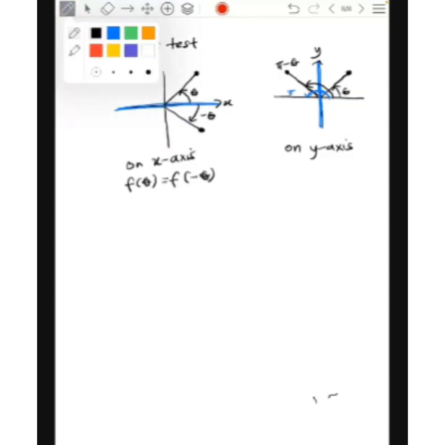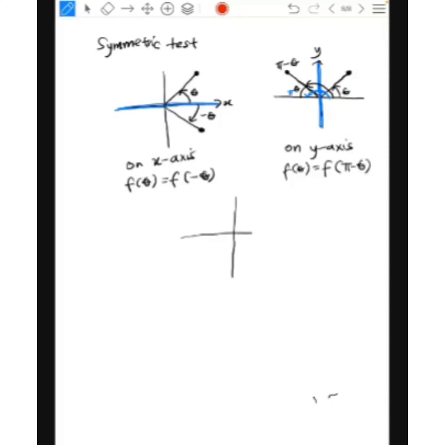So if you want to show that a graph is symmetric on the y-axis, you have to show that f theta must be equal to f of pi minus theta. And then the last one is about the pole. If you have a graph here, this is theta. The symmetrical one about the pole would be exactly opposite here. So once again, this one is pi plus theta. Because 180 degrees, pi is 180 degrees, plus theta, so you get pi plus theta. So for symmetric about the pole, you have to show that f theta must be equal to f of pi plus theta. If you can show these formulas, then it is proven that your graph is symmetric about the x-axis, the y-axis, or the pole.